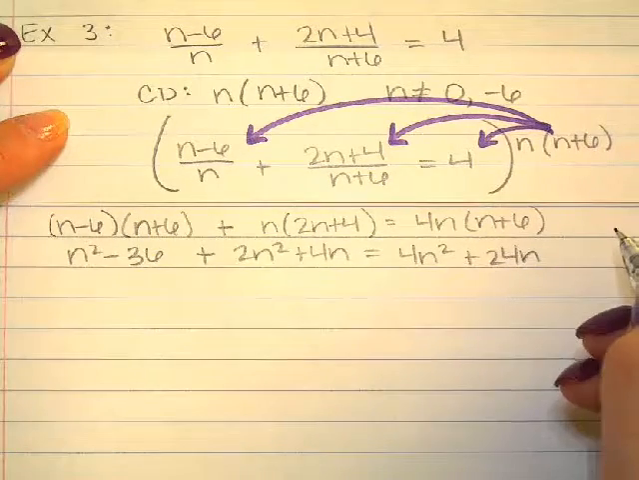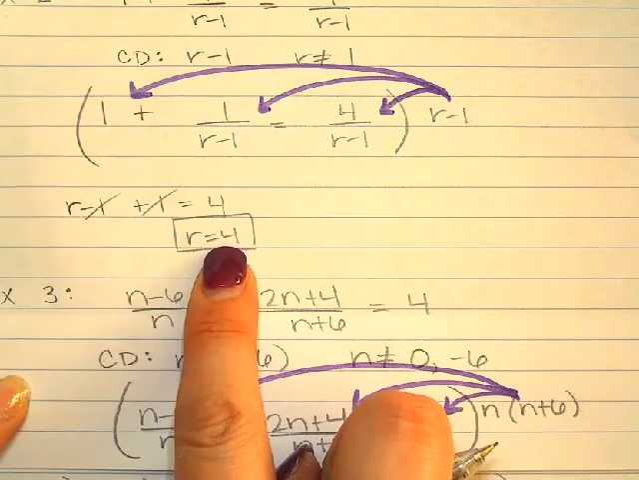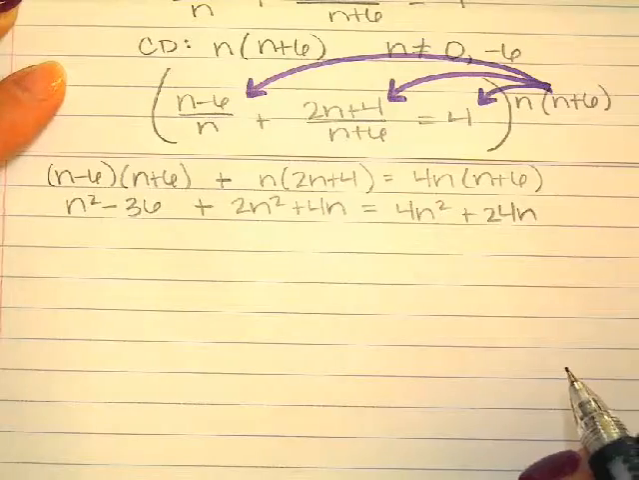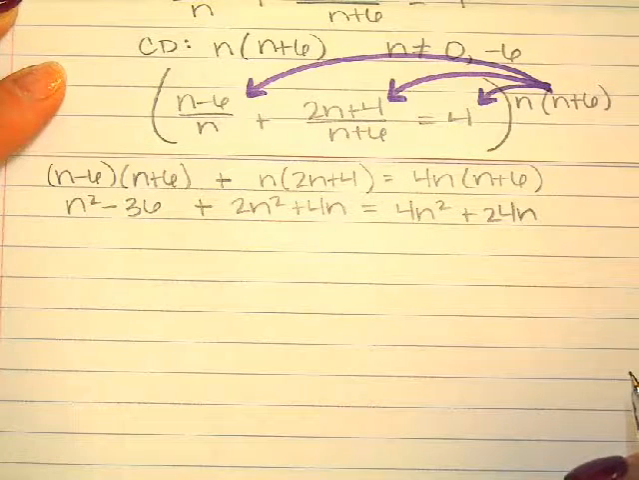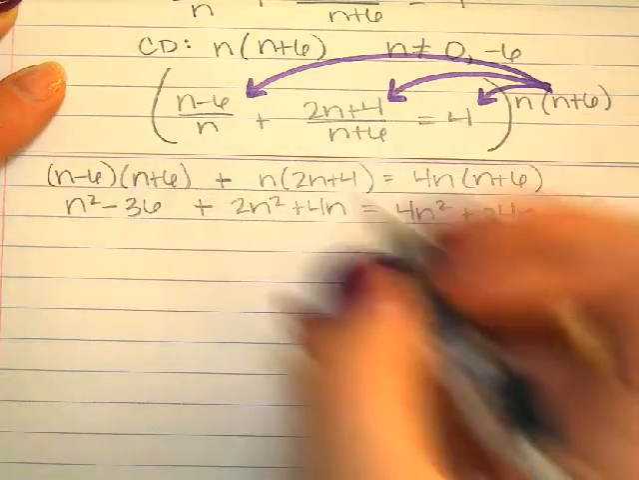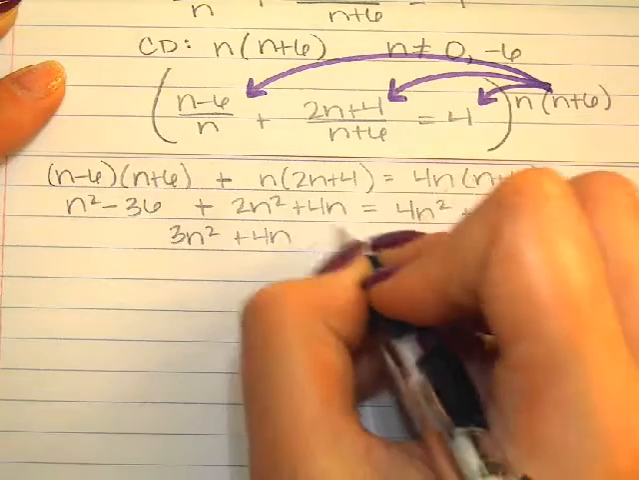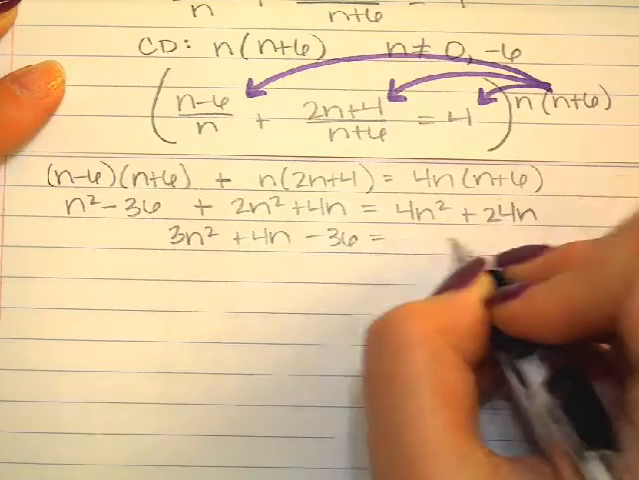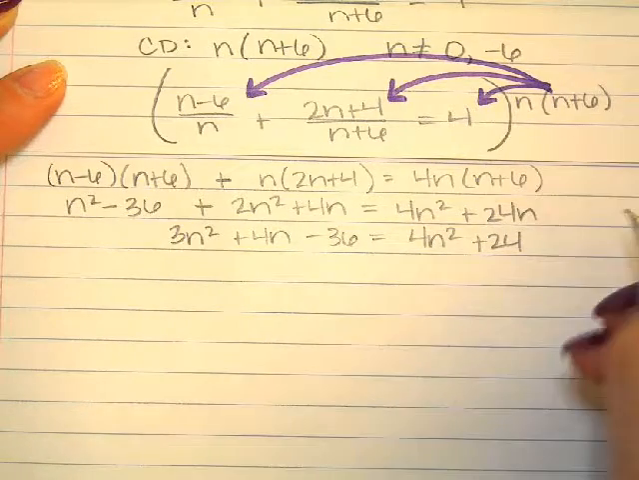Okay, so this one is a little bit more complicated than that last equation. A little bit, just a smidge. So we have to combine like terms. So we have 3n squared plus 4n minus 36 equals 4n squared plus 24n. Sorry, don't forget that n.